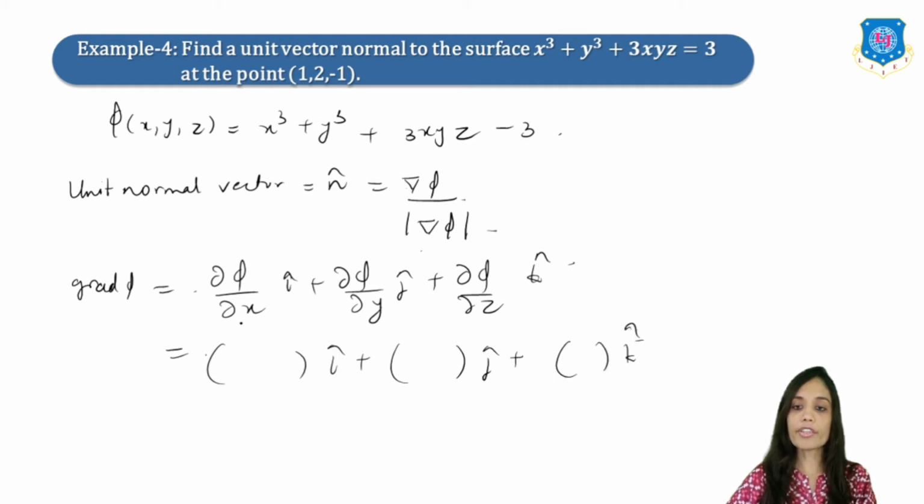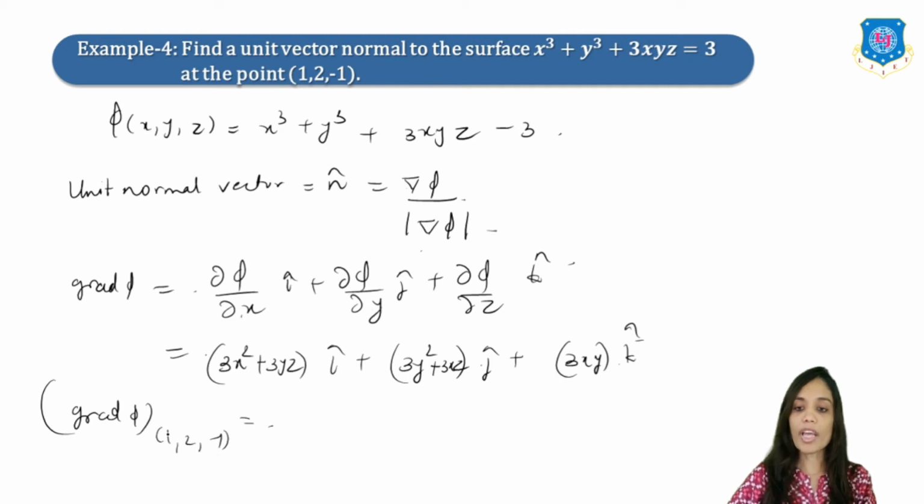So if I evaluate with respect to x, the answer will be 3x square plus 3yz. Now solve the partial derivative with respect to y. So it will be 3y square plus 3xz, right? And lastly, evaluate with respect to z. So it will be what? 3xy. Now we have to put the point as 1, 2 and minus 1.